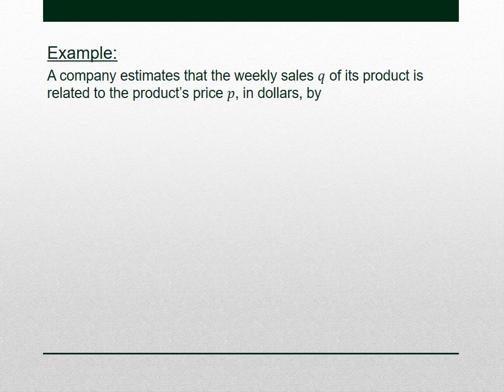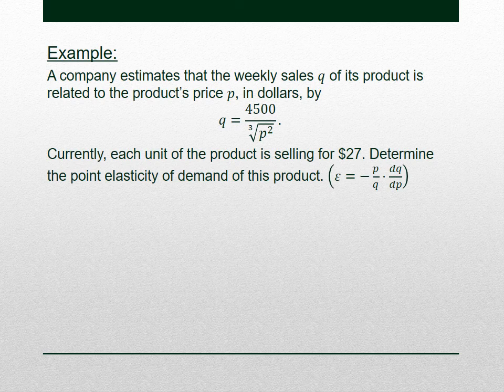Let's look at an example. We have that a company estimates the weekly sales Q of its products is related to the price by Q is 4,500 over the cube root of P squared. It says currently each unit of the product is selling for $27. Determine the point elasticity of demand, and then I give you that equation. Again, I'll give you that equation on a quiz or an exam. You do not have to memorize it.